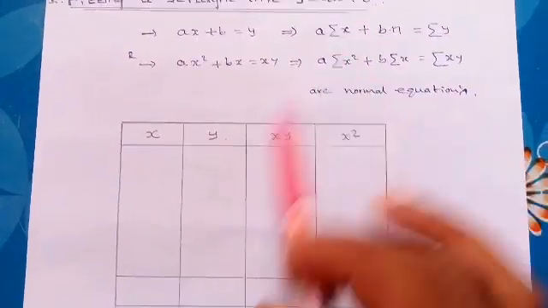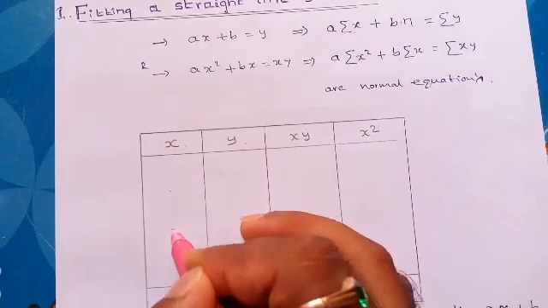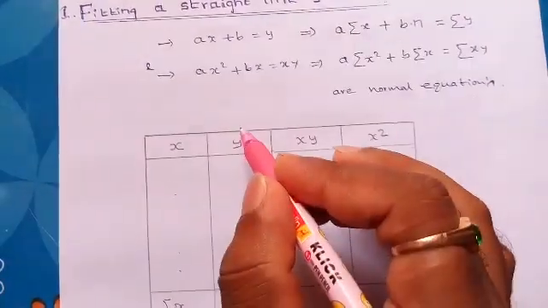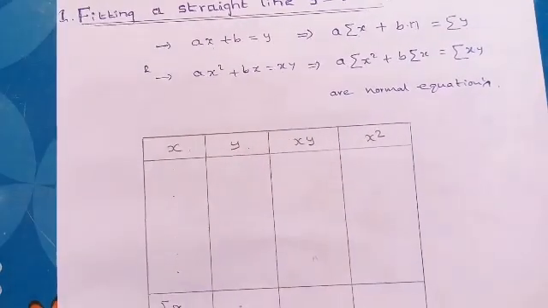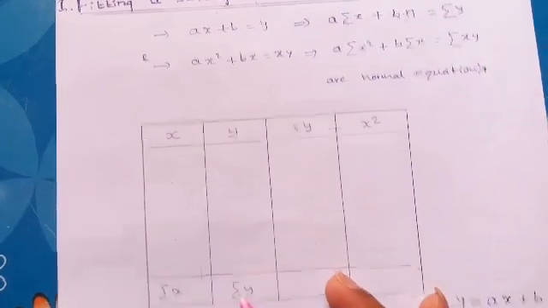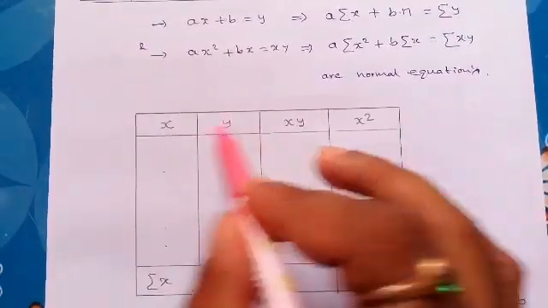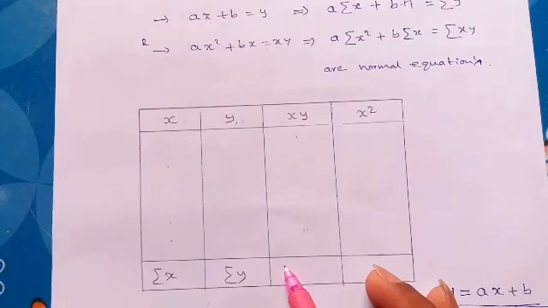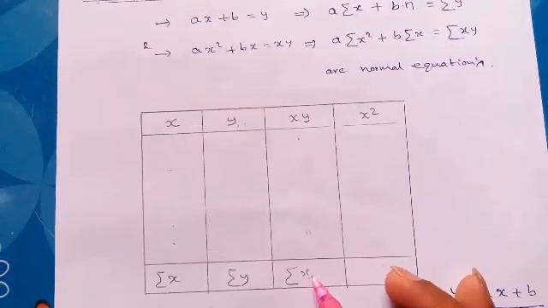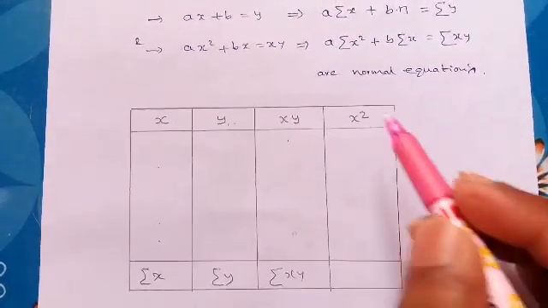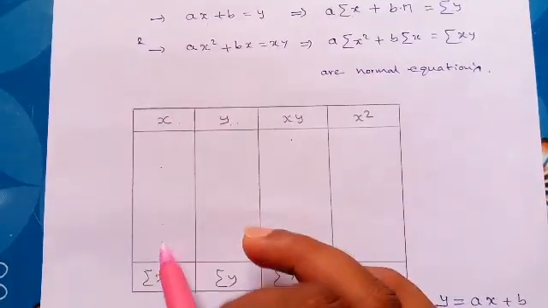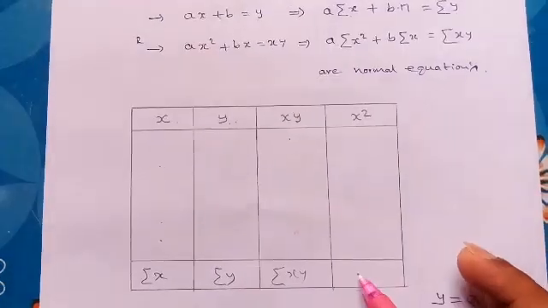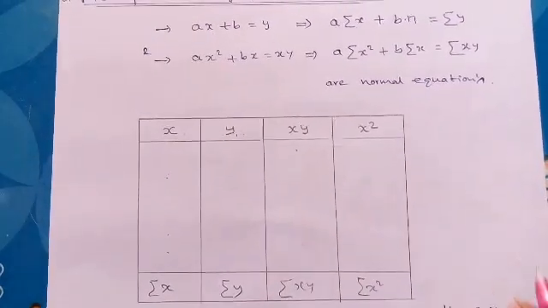So to satisfy these normal equations, we have to construct a table containing the values x, y, xy and x square. Write down the values of x in the first column and find their sum. Similarly, write down the values of y in the second column and find their sum, summation of y. Find the product x into y, write it down, and find the sum of xy. Similarly, find the squares of x and their sum, summation of x square.